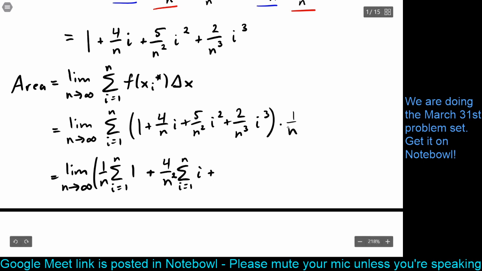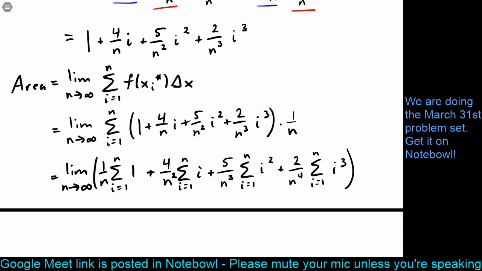So here, I multiply the 1 over n times the 5 over n squared, which gives me 5 over n cubed. And then I have my sigma of i squared. And then lastly, multiply this over here: 2 over n to the 4th, sum from i equals 1 to n of i cubed.